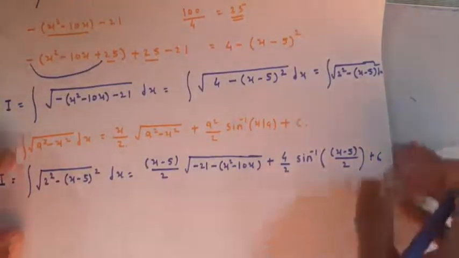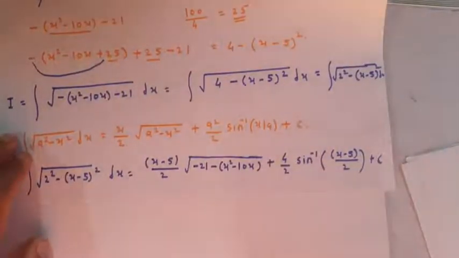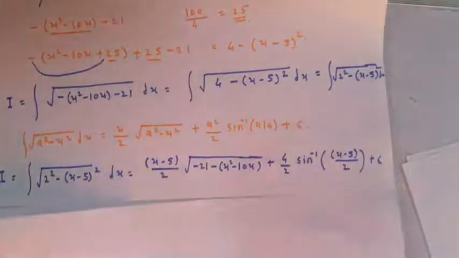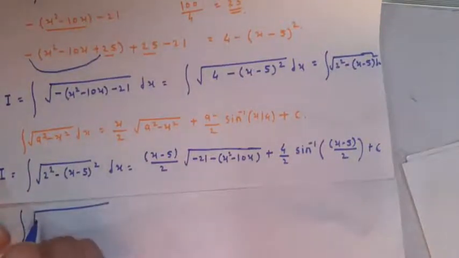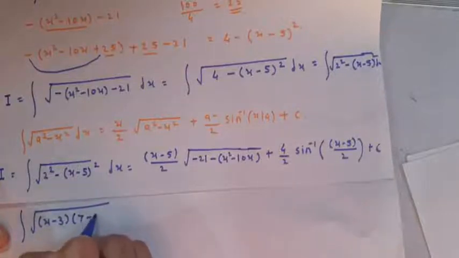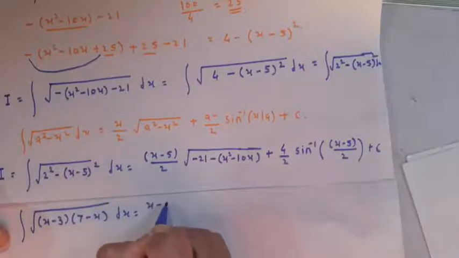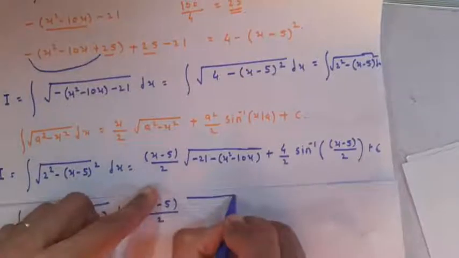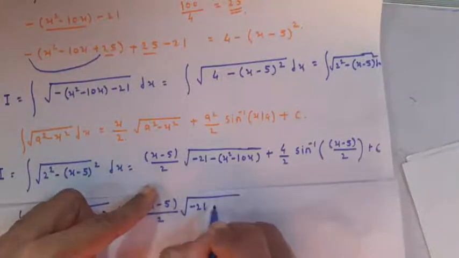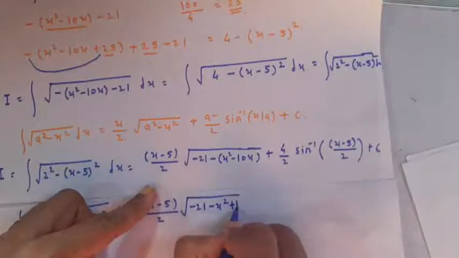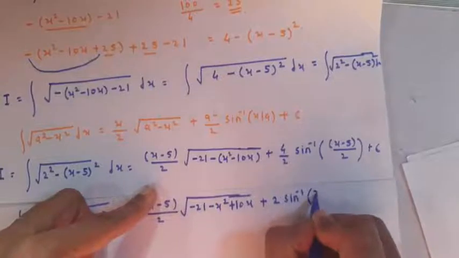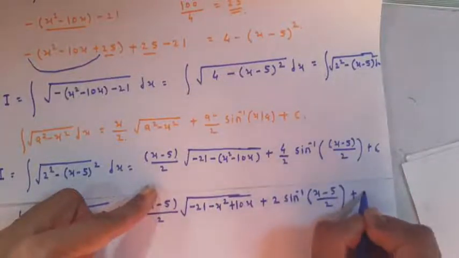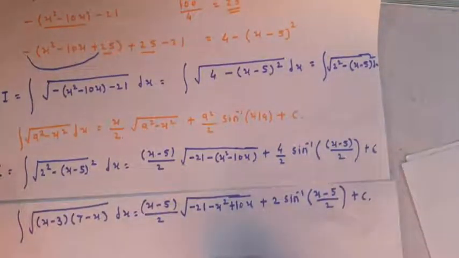That means here the integration of square root of (x minus 3) into (7 minus x) with respect to x is equal to (x minus 5) upon 2 into square root of minus 21 minus x square plus 10x, plus 4 by 2, which is 2, into sine inverse of (x minus 5) upon 2, plus constant of integration c, and this is the answer for our problem.